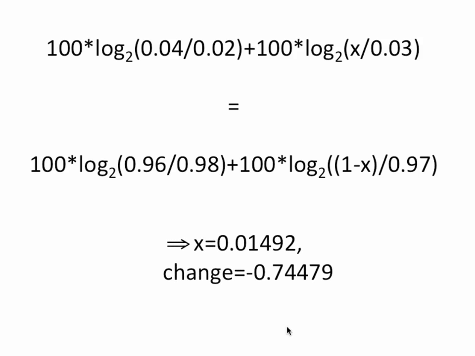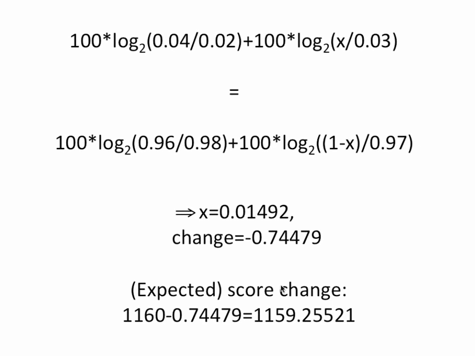Solving this equality, we get the forecast value X as 0.01492, which is the new current forecast value. And the guaranteed score change for us is negative 0.74479. This value is negative since the forecast value that came in as 0.03 moved the current forecast in the opposite direction of our original forecast that moved from 0.02 to 0.04. If this forecast value was in a favorable direction, we would have a guaranteed gain.